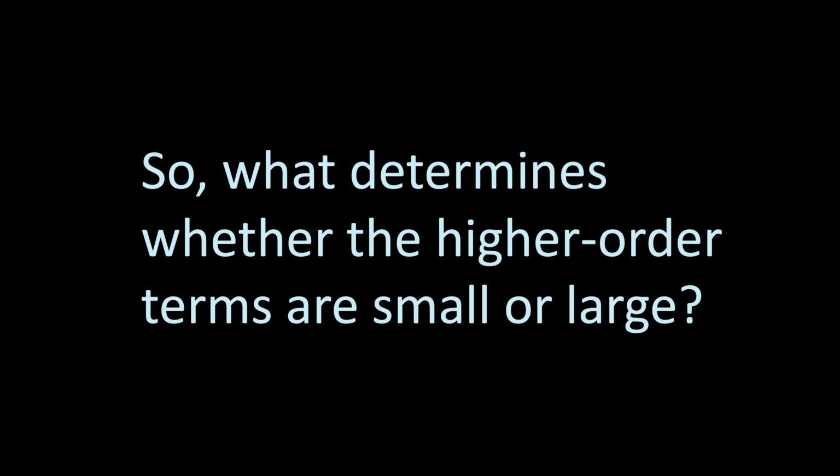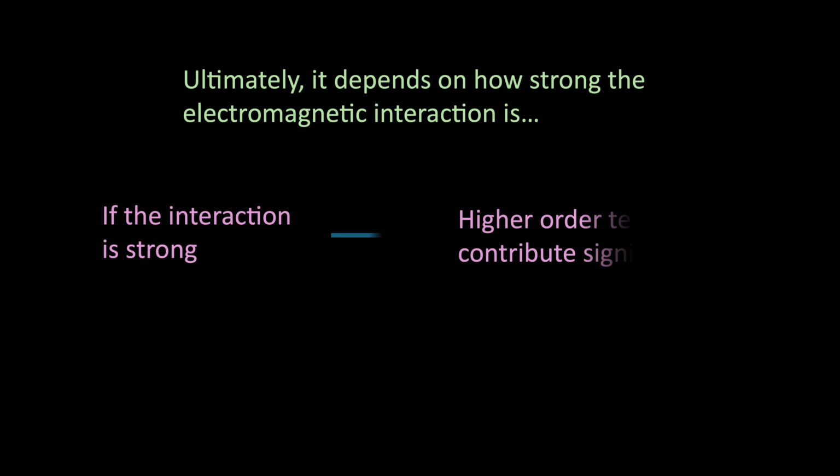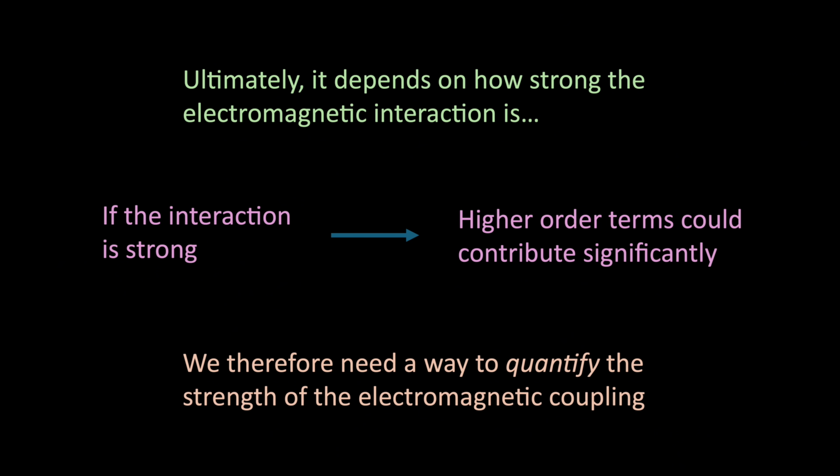So what determines whether the higher order terms are small or large? Well, ultimately it depends on how strong the electromagnetic interaction is. If the interaction is strong, then higher order terms involving the exchange of multiple photons could contribute significantly. We therefore need a way to quantify the strength of the electromagnetic coupling, to express in a single number how strongly an electron and a photon interact. And to do this, we start with something familiar: the Coulomb potential.